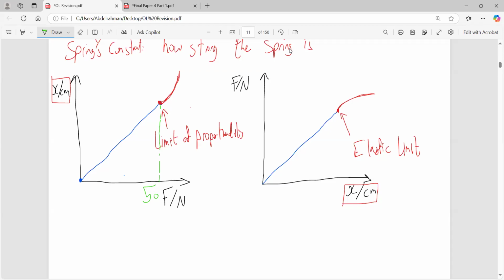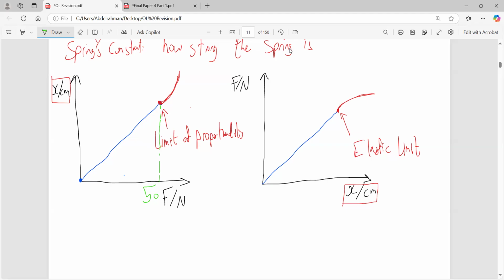What happens if it exceeds the elastic limit, the limit of proportionality? It will break. It will no longer return to its original shape. So usually we do not want to exceed the limit of proportionality, this elastic limit. The graph will bend towards the extension axis. It always bends towards the extension axis.